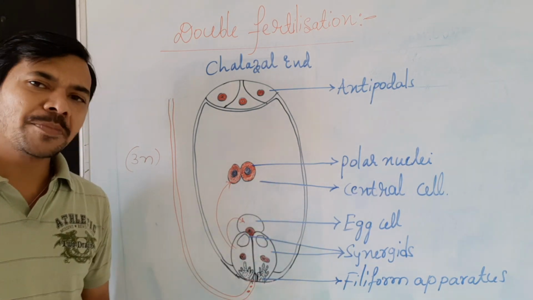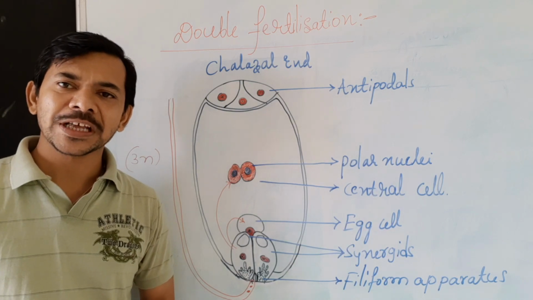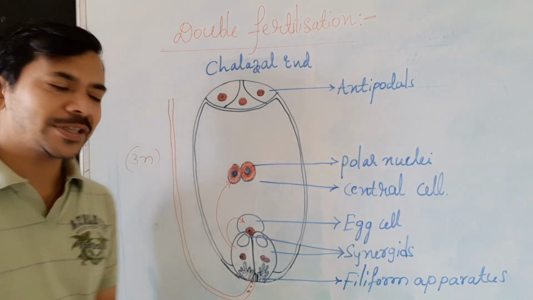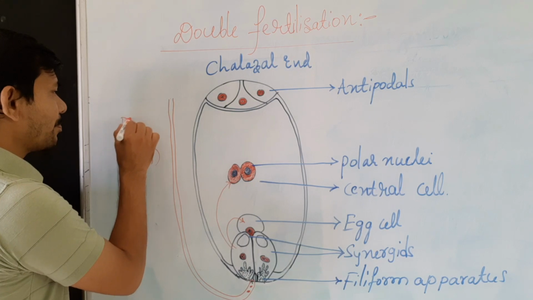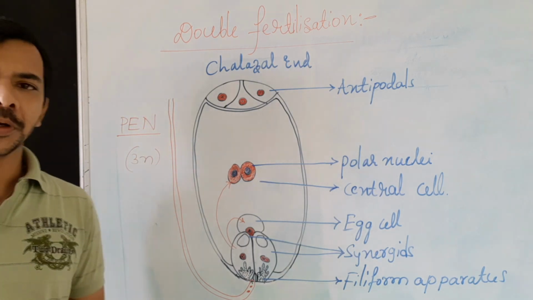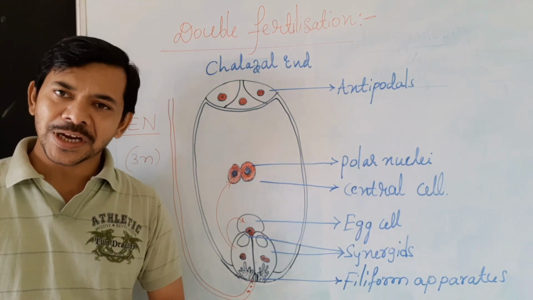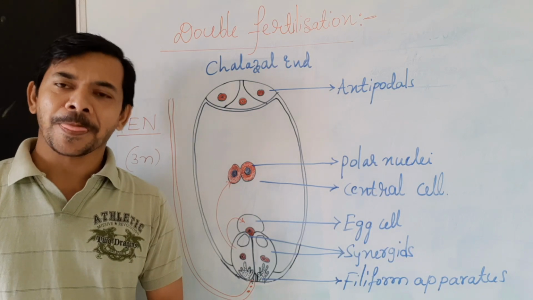Later it becomes a primary endosperm nucleus. Then we simply call it PEN. What is that? Simply we call it PEN, that is nothing but primary endosperm nucleus. Then what is the function of this PEN? So later it develops into an endosperm.